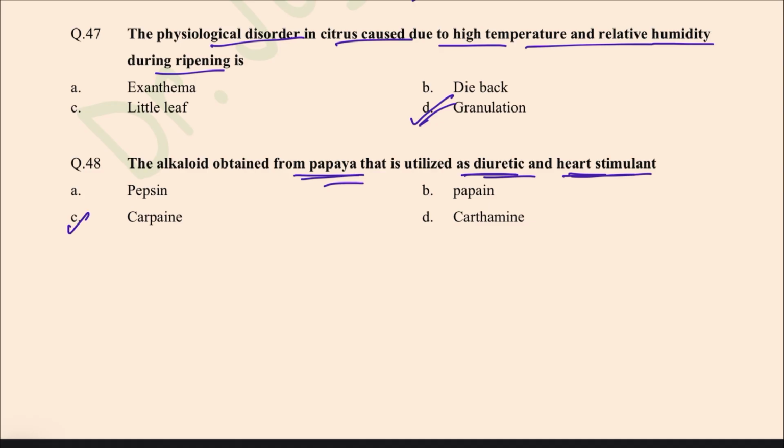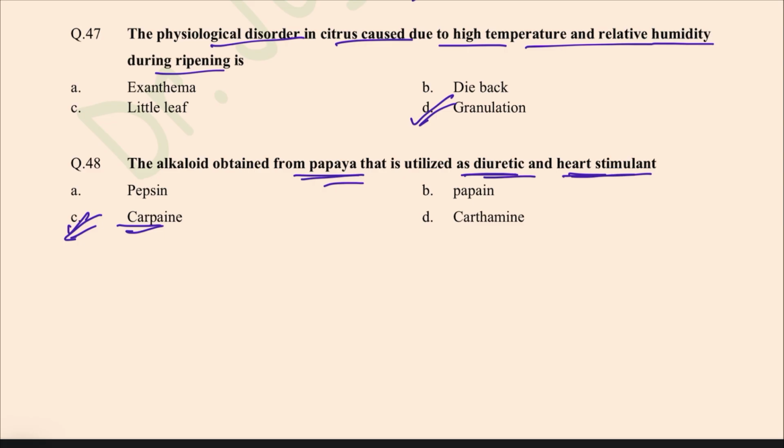Okay, carpain. So papaya, that is Carica papaya, contains several compounds of medicinal value. Papain and pepsin, these are enzymes. Carpain is an alkaloid found in leaves and fruits and is known for its pharmacological properties, including acting as a weak diuretic and cardiotonic or heart stimulant.